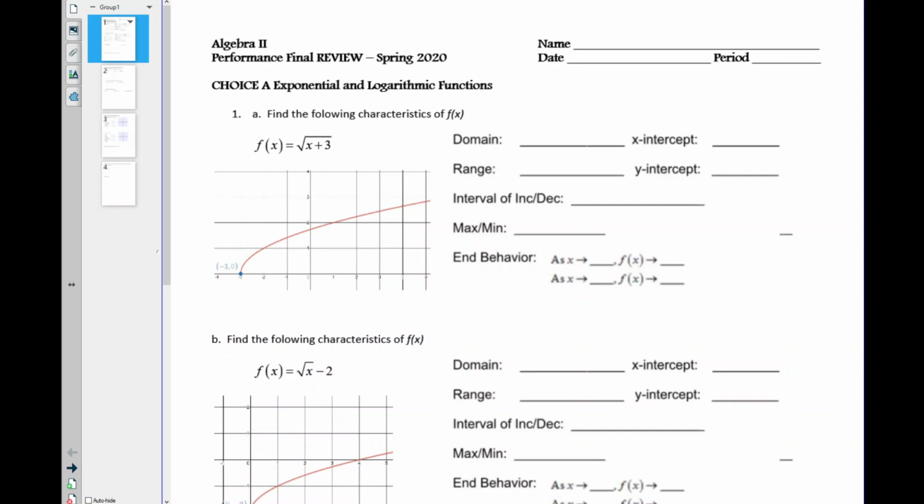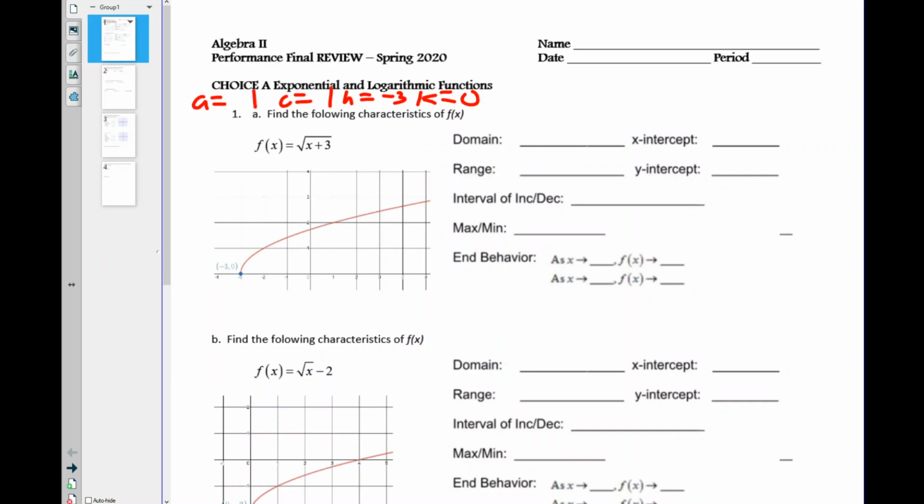Now the thing that's kind of weird with this review, they already graphed these radicals for us, but we can just pretend it's not there and graph it ourselves. We can still review how to go back and graph. In order to graph these, we still want to identify A, C, H, and K. What's A here? 1. What's C? What's H? -3. And what's K?